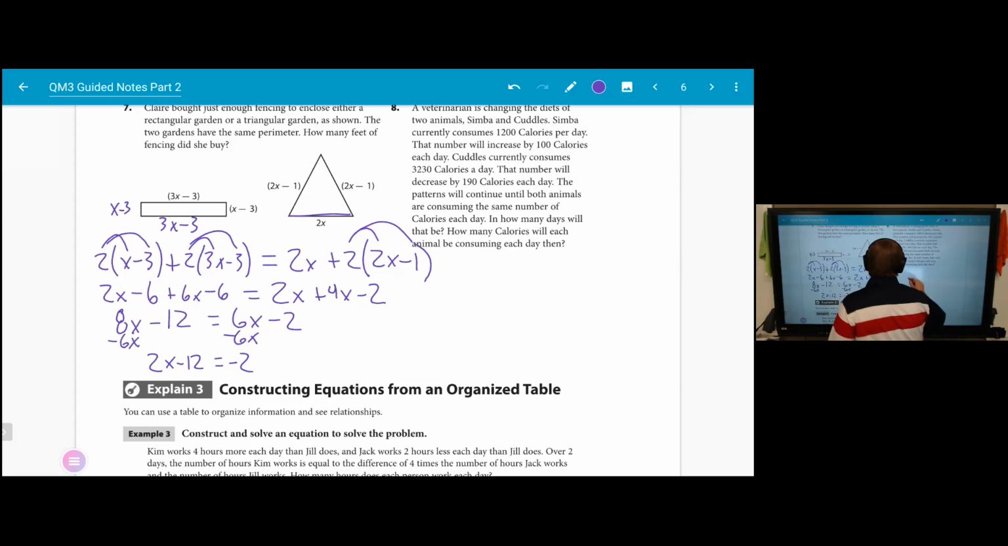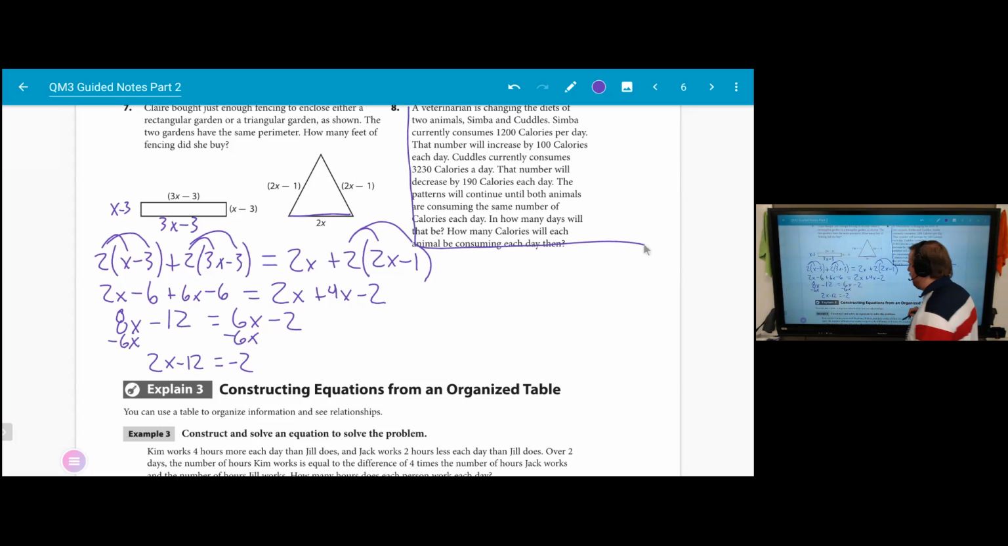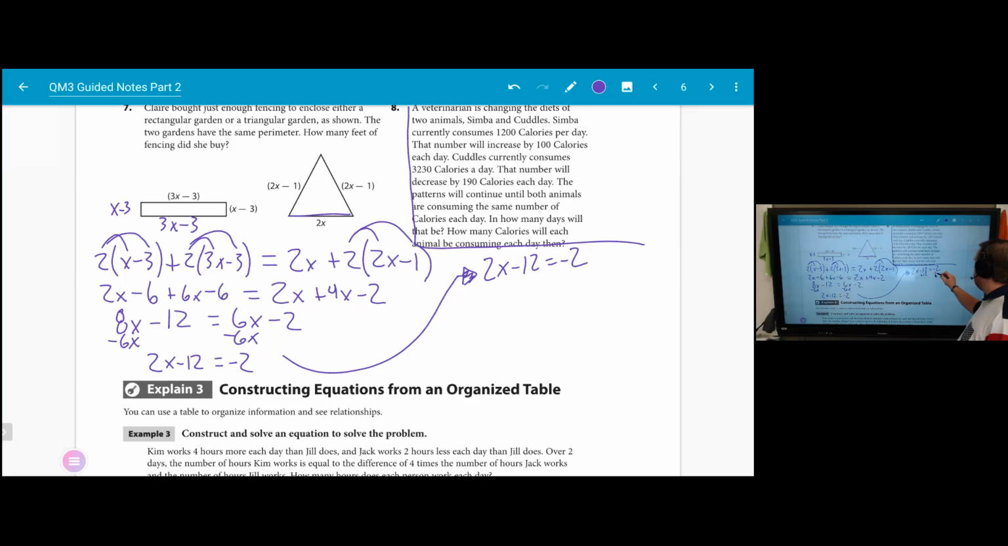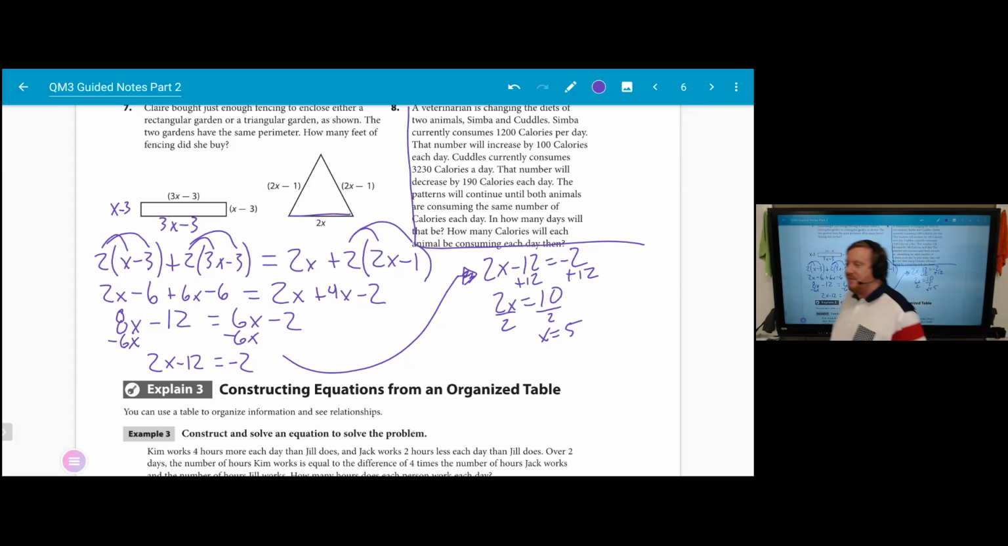I'm also going to take up some room over here. So this is, again, the one that you're doing. So I'm going to work over here now. This one says 2x minus 12 equals negative 2. I am going to add 12 to both sides. 2x equals 10, divide by 2, and x equals 5. Yay, x equals 5. In this case, 5 means absolutely nothing. Why is that? Because the question is only asking one thing. How many feet of fencing did she buy? We got to plug that x in and see what we get.